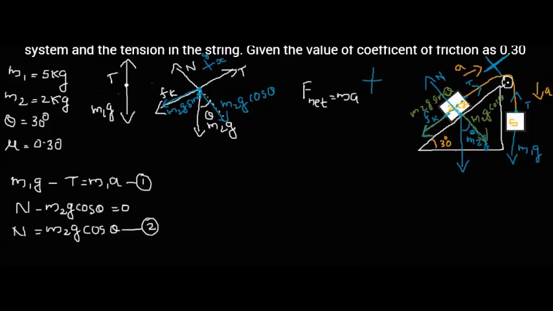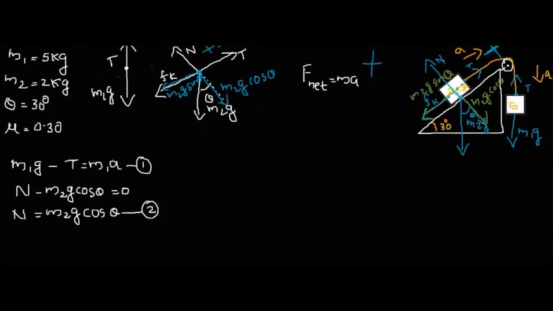Next I have to apply Newton's second law along the horizontal direction. From the free body diagram you can see along the horizontal direction we have three forces. Two forces are acting along the negative direction of x-axis. They are Fk and m2g sin theta, and the tension is acting along the positive direction of x-axis. Since the object has acceleration along this direction, I am writing the expression as T minus Fk minus m2g sin theta is equal to m2 into a.